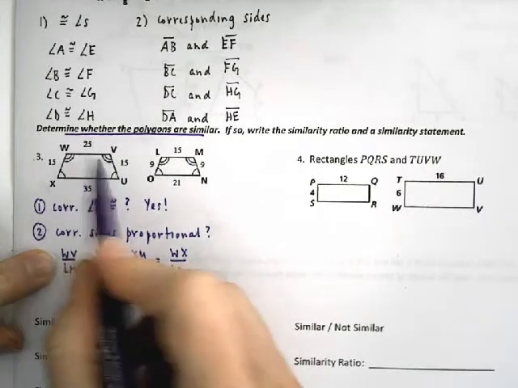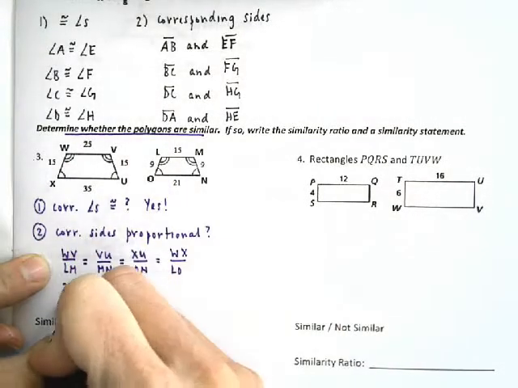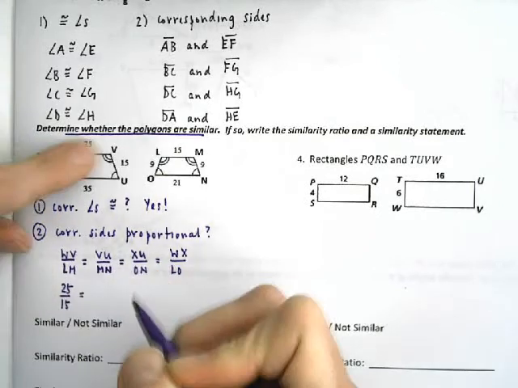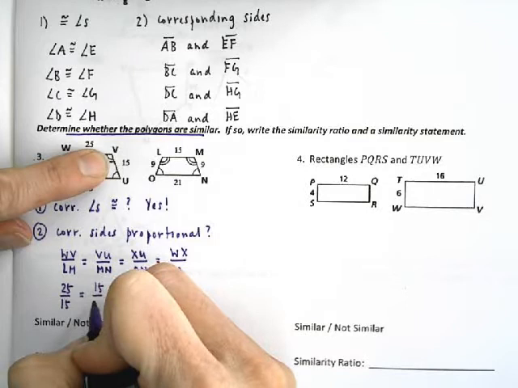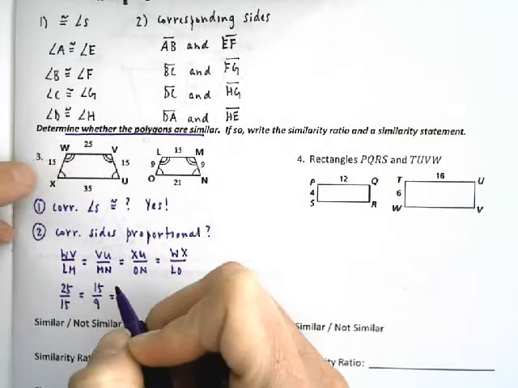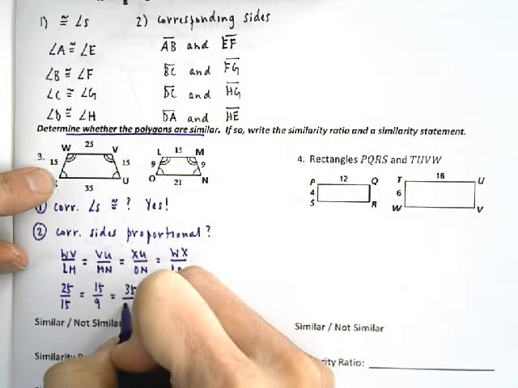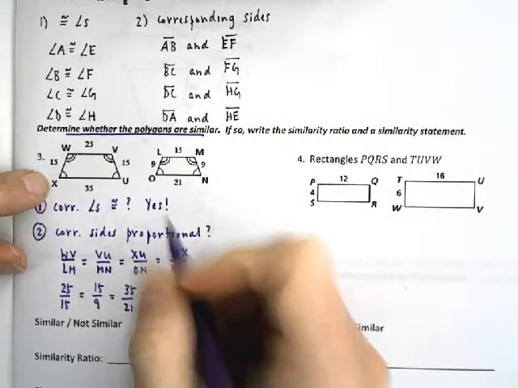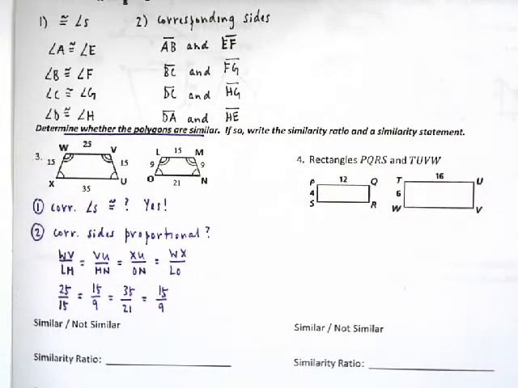So now we're going to plug in numbers. So WV is 25 over 15 for LM. VU is 15. MN is 9. Let's see, XU is 35. ON is 21. WX is 15, and then this is 9. So I'm going to use my calculator. These are pretty easy to reduce, but I'll use my calculator just to check.